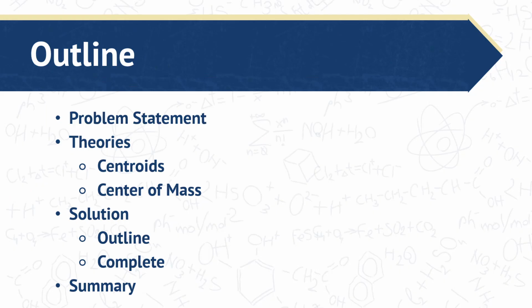For our outline for today, we have first our problem statement, and moving on to our theories, specifically centroids and the center of mass. Onwards is our solution, starting with the outline as well, and then moving onwards to our complete solution, ending off with our summary.